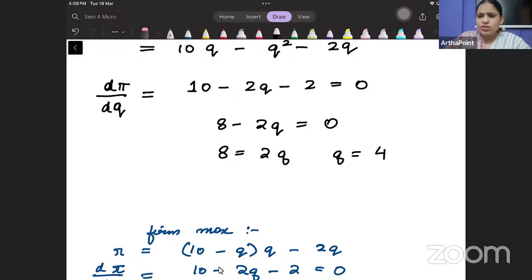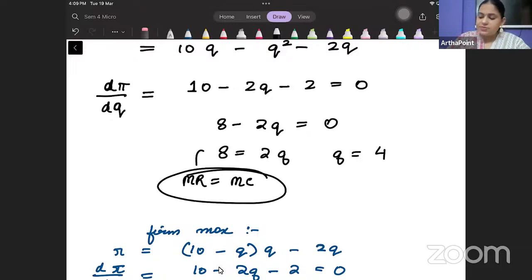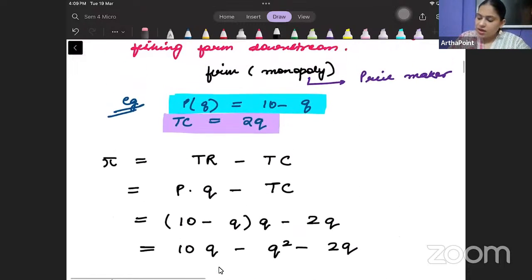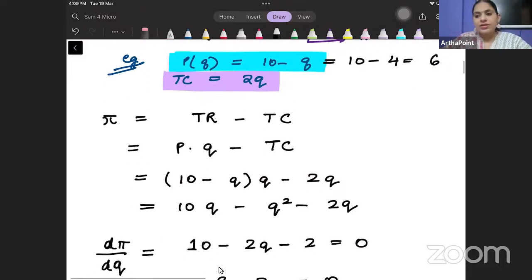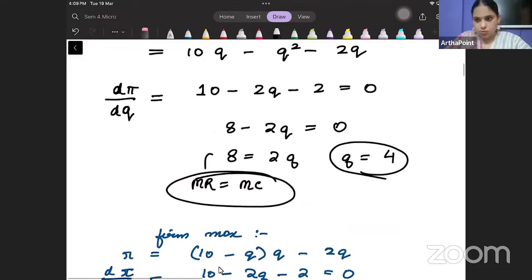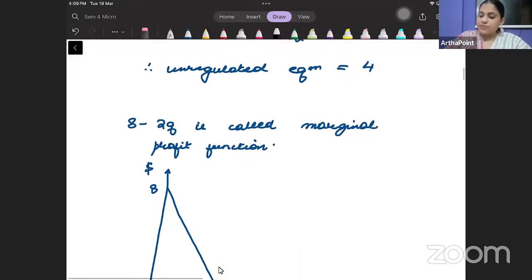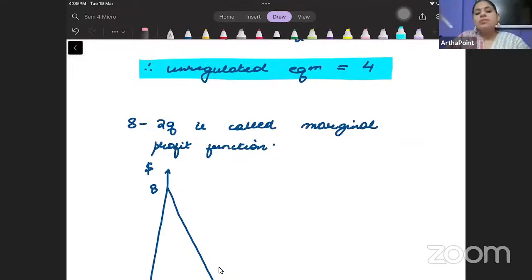And I can also show this through, ma'am, the MR equal to MC condition. We have read this multiple times. It will use the condition MR is equal to MC और वहां से quantity आ जाएगा 4 units. Then I can find the price also. This will be 10 minus 4, that means 6. So it will be selling these 4 units at a price of 6 rupees each, right? ठीक है. But this is called as the unregulated equilibrium of the firm. क्या बोलते हैं इसको? Unregulated equilibrium.